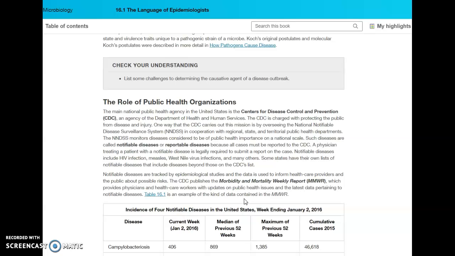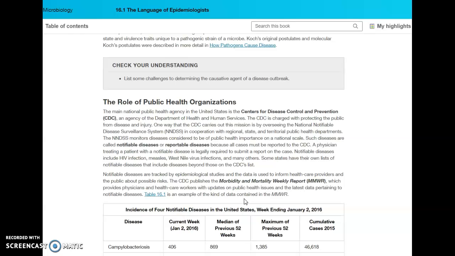And so these are called notifiable or reportable diseases because all cases of these particular diseases have to be reported to the CDC. So if you have, we'll just say chlamydia, okay? Chlamydia is a notifiable, reportable disease.